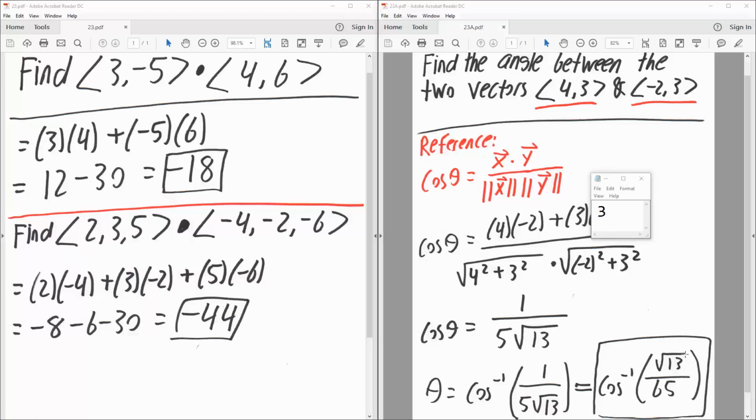And if we can use a calculator, we would simply plug it in. And that's all we need to do for this problem.